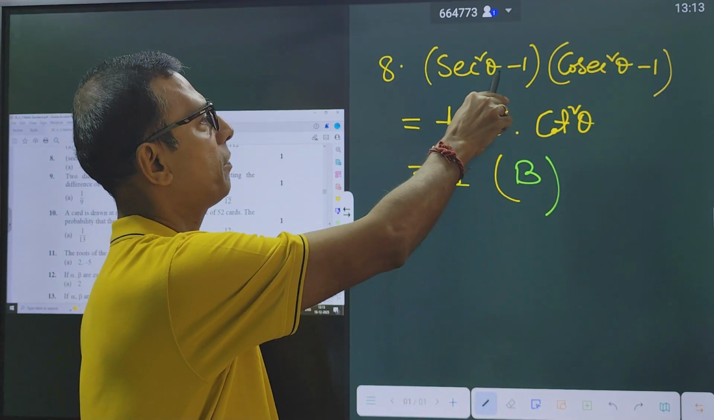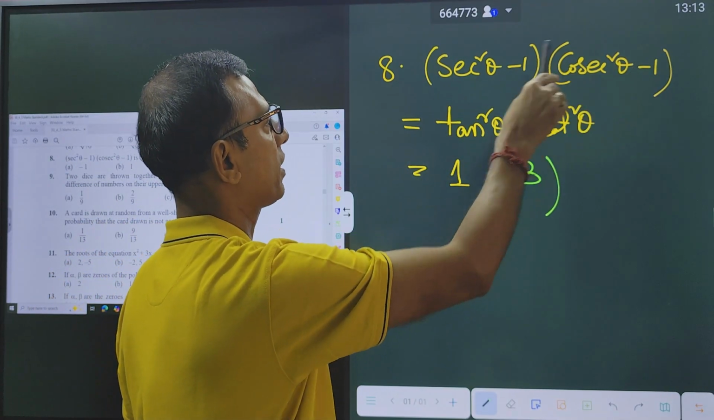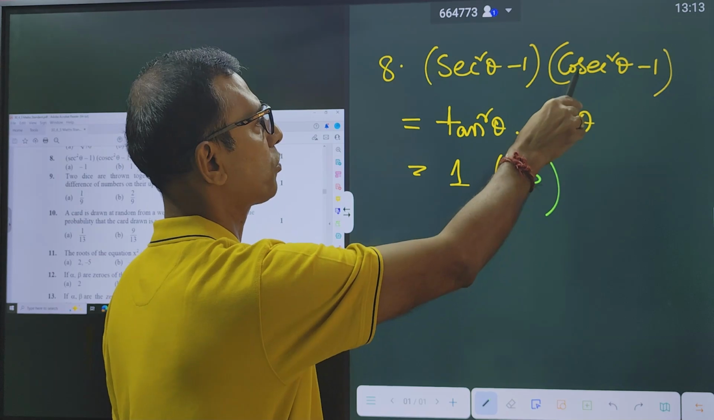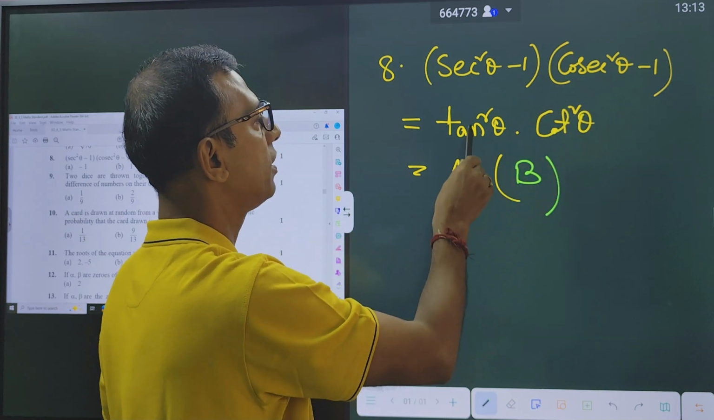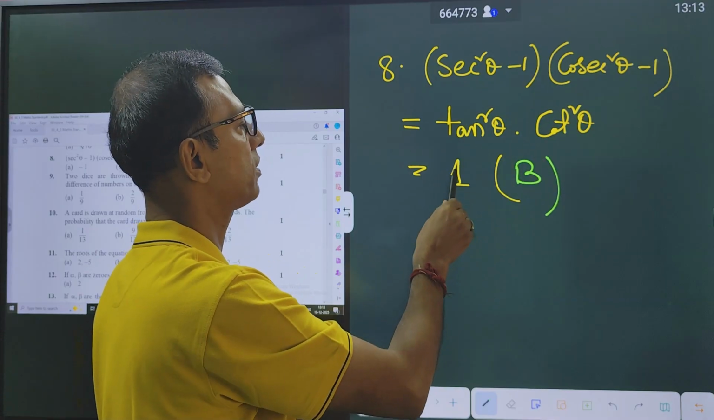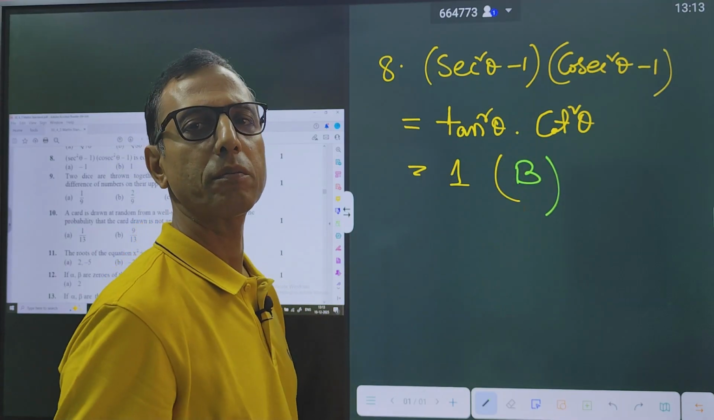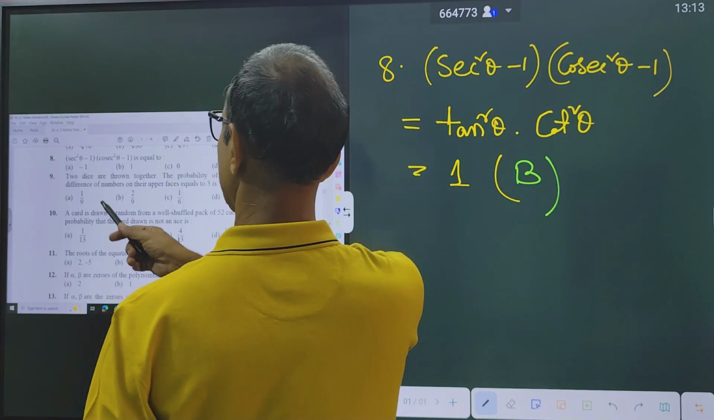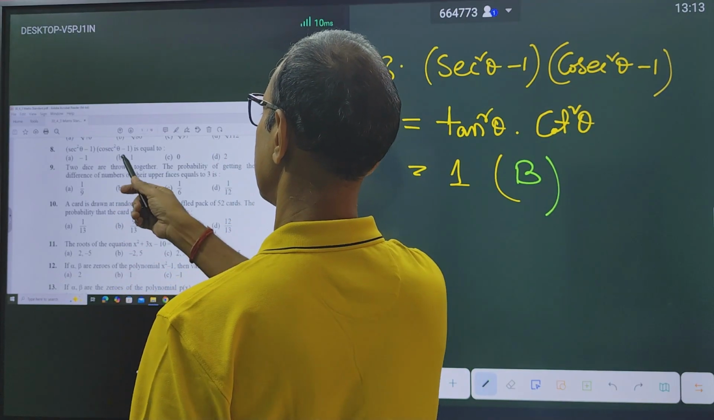So sec square theta minus 1 into cosec square theta minus 1. Sec square theta minus 1 means tan square theta. Cosec square theta minus 1 means cot square theta. Tan square theta into cot theta, which is 1 by tan theta. So tan square theta into cot square theta is equal to 1. That means answer B. This is your answer.